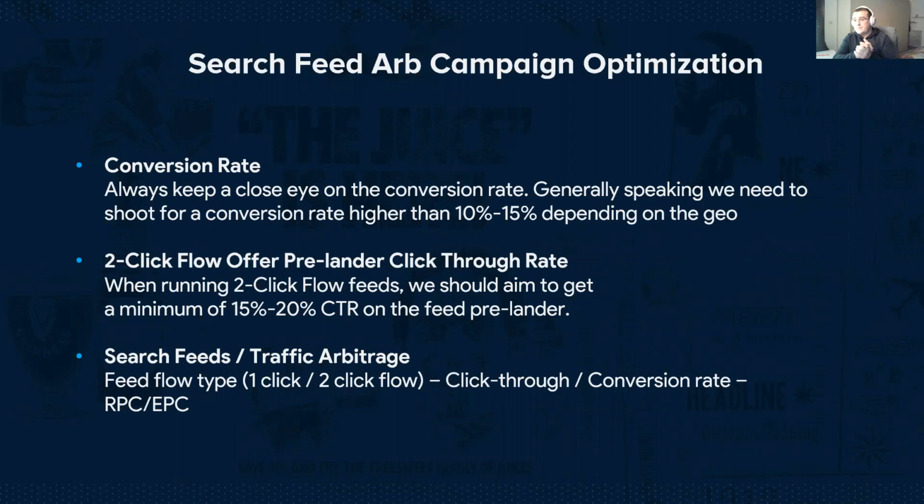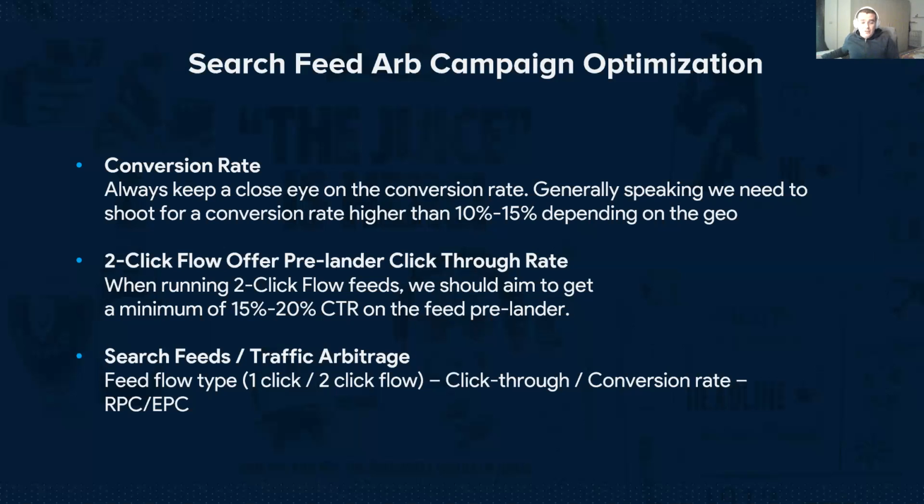Then the RPC or the EPC is also pretty important, because that will determine what we're paying for, and we would need to have an average CPC lower than the average RPC or EPC. So practically, these are, at a glance, out of the box, the three main metrics that we need to take into consideration.